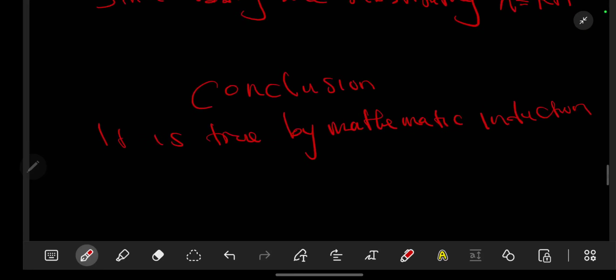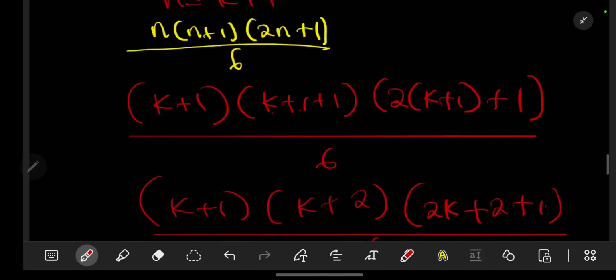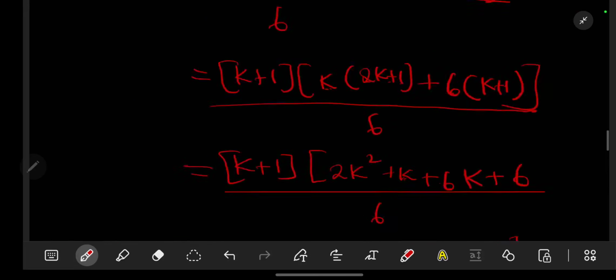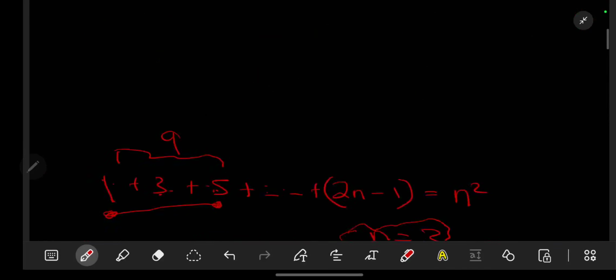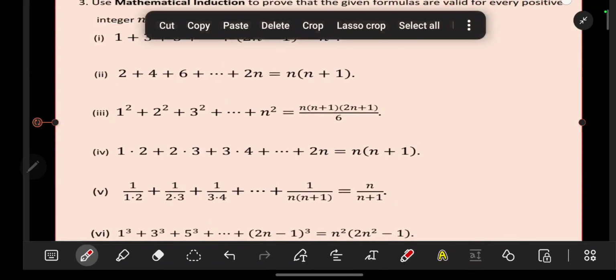The next one, the formula is true by mathematical induction. The next one that we are going to have is, we are going to get our next question. By now you should be conversant on how we are doing things.